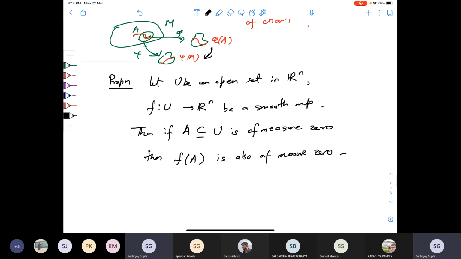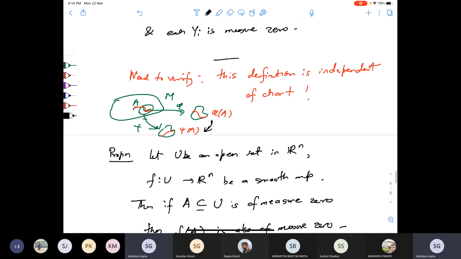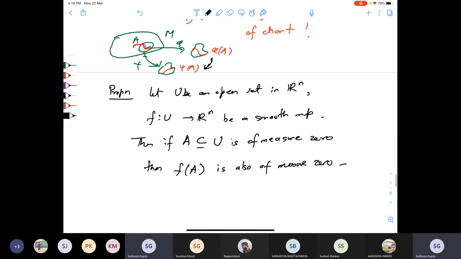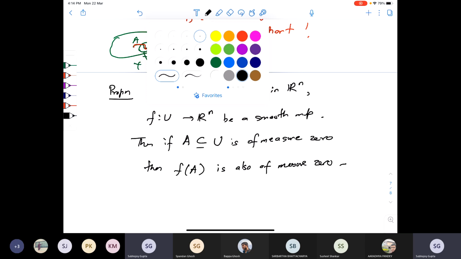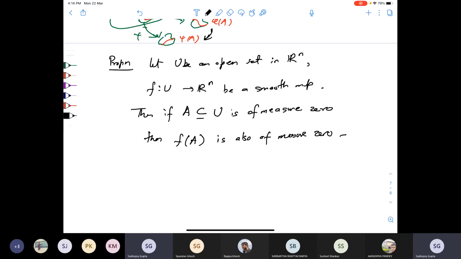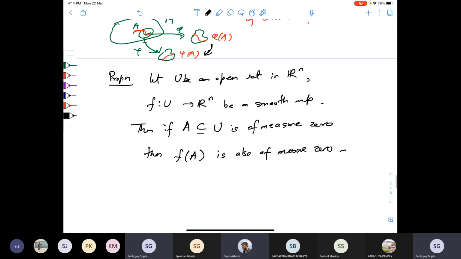Okay, so I hope it's clear why this proposition implies that. You can check, using this proposition, that it's easy to see the definition is well defined. But how does the proof of the proposition work? Well, change of variable formula.